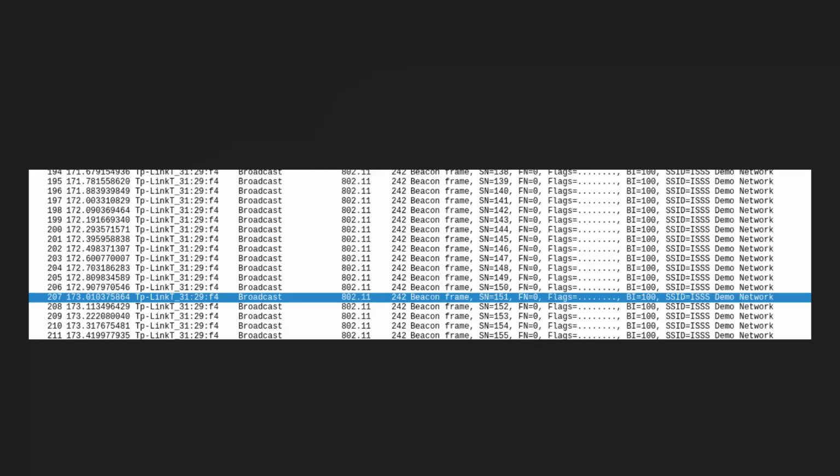So I've done that here. I've set up an access point, and I've recorded it on Wireshark, and you can see these broadcast frames being sent out, and you can see the SSID as the demo network. The access point is constantly sending out pings. In most cases, access points are constantly sending out pings, and your device will see these pings and then know that there's a Wi-Fi network nearby.